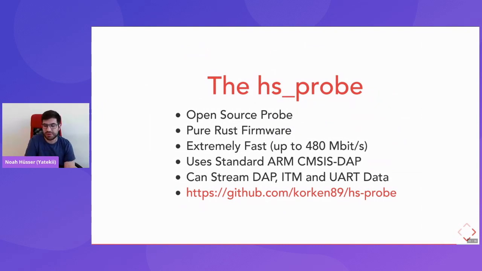The probe is extremely fast and very little. And it implements this standard API, so we can also use it with commercial tools, such as ARM Keil, for example. And it can stream all the things you would need, such as DAP, ITM, and UART data. And you can find it on Korkin's GitHub. The firmware repository has been kept a secret. It will be open sourced in the probe-rs workspace soon.